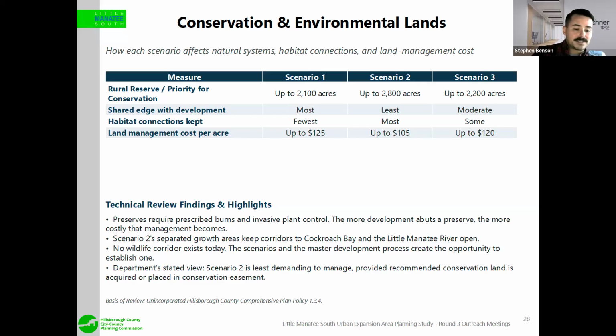And then, based upon the department's assessment, scenario three would be the least demanding to manage, provided the recommended conservation land is acquired or placed into a conservation easement. So that's a really important distinction. Scenario two is the least demanding to manage, provided that the recommended conservation land is acquired or placed in conservation easement. So that's an important finding that we're going to carry forward, and that we've incorporated into the recommendations at the end.